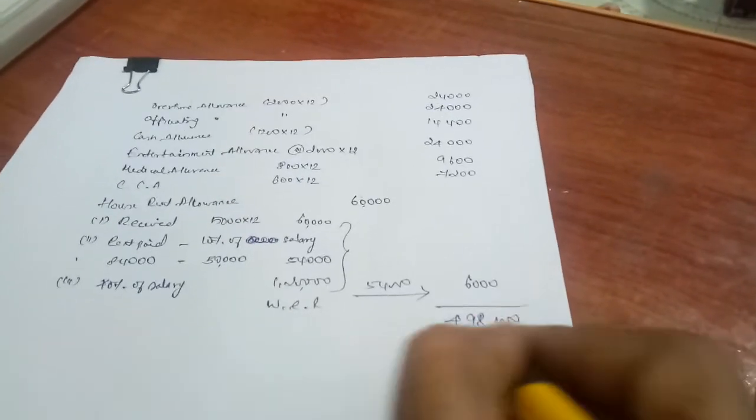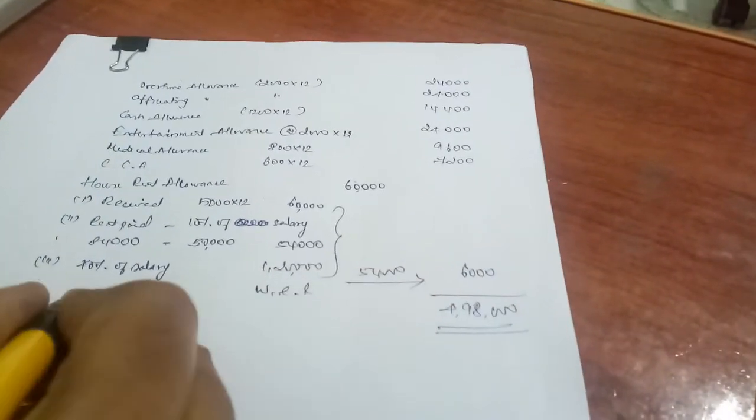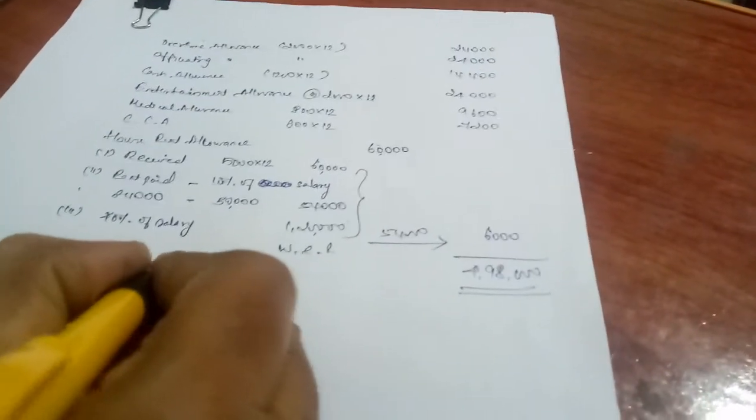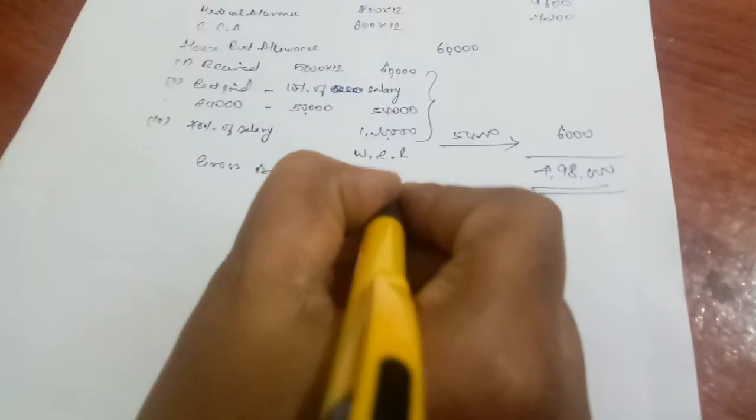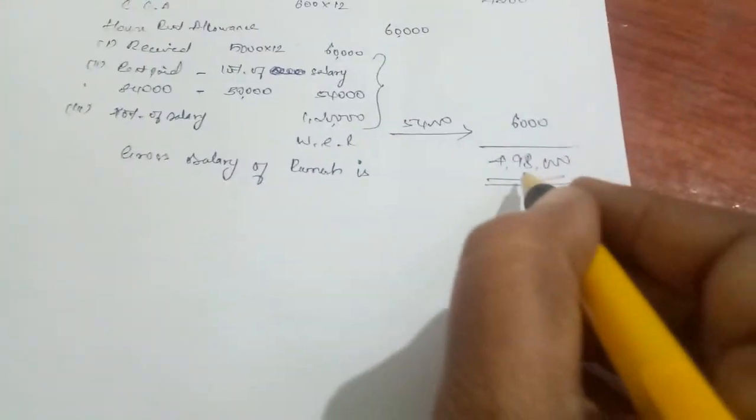And we are calculating all the total. It comes to 4,98,000. So the gross salary of Ramesh is 4,98,000.